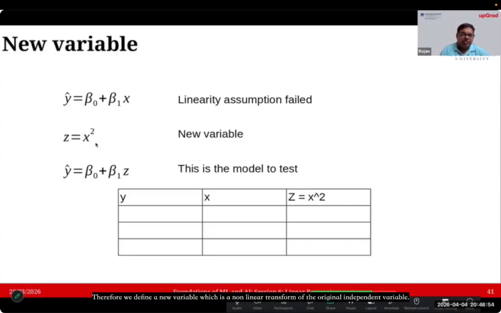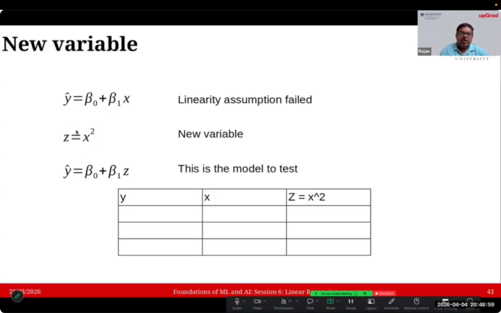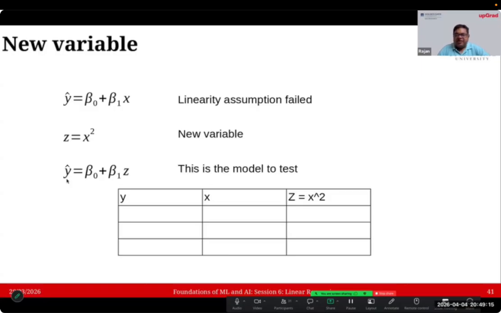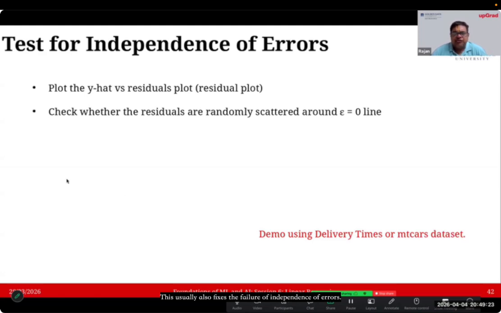Therefore, we define a new variable. You can see now some code which is a nonlinear transform of the original independent variable. Now use this new variable in the linear form of the model. Go fit this model, and whenever new data comes in, transform that data into the new variable and put it in this model to make a prediction. So what do we have? The model is, and this is minus 20.41. We fix the linearity 3 times. What is the model for? The model is for the logarithm of odds.